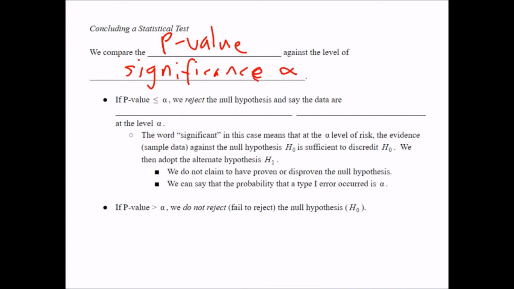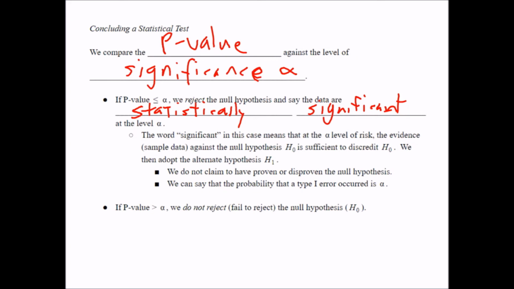So here are the two cases. If the p-value is less than or equal to the level of significance alpha, we reject the null hypothesis and say the data are statistically significant. So you kind of say, the data that I'm looking at are significant enough to say that this hypothesis is not true. Now, the word significant in this case means at the alpha level of risk, the evidence or sample data against the null hypothesis is sufficient to discredit the null hypothesis. We then adopt the alternate hypothesis H1.